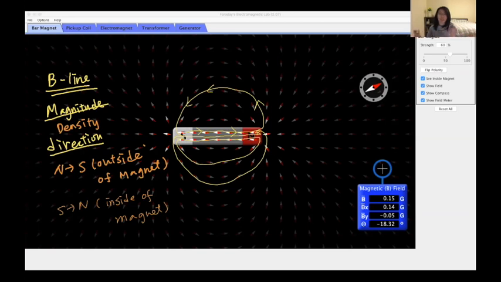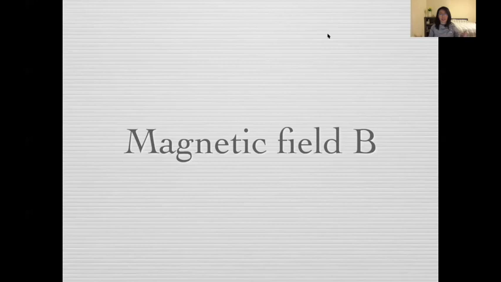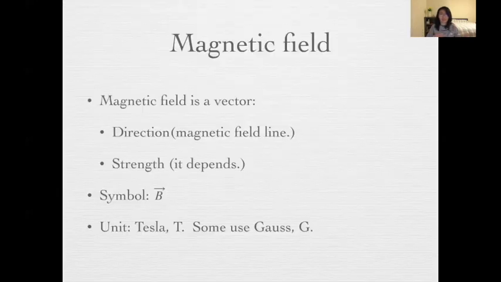We just say the direction is going from north to south outside of a magnet and south to north inside of a magnet. If you're not sure of the direction of a magnetic field line, you can always put a compass on the path, and where the north, where the red is pointing, will tell you the direction. I'm just going to give you a summarized slide on magnetic field.